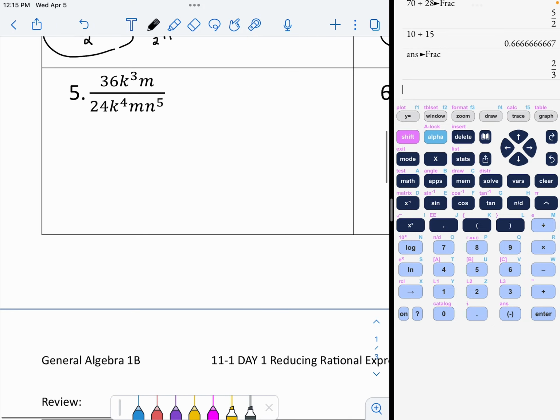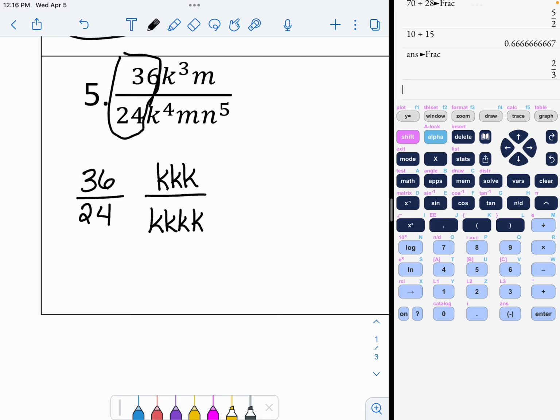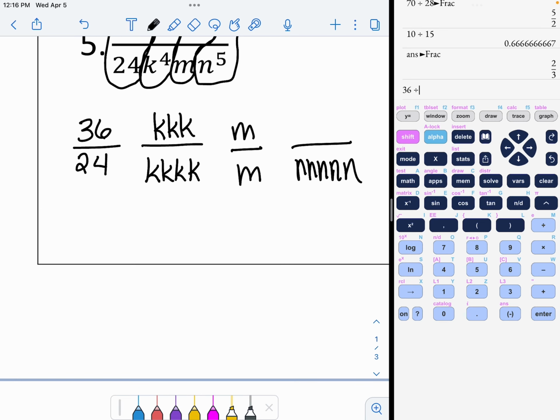Okay, let's try this again. I'm going to draw a fraction for my 36 and my 24. No negative on this one. A fraction for my k cubed and my k to the fourth. Okay, so I'm just going to draw like this. There's one fraction, there's two fractions, there's three fractions. There's a fraction for the numbers, a fraction for the k's, a fraction for the m's, and a fraction for the n's. Okay? So 36 over 24 is 3 over 2.